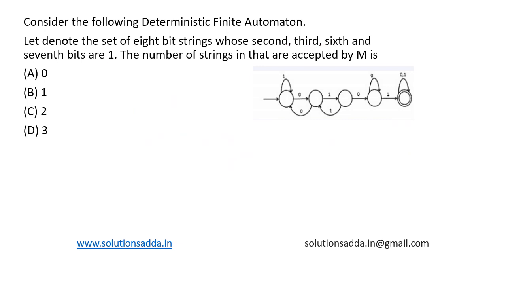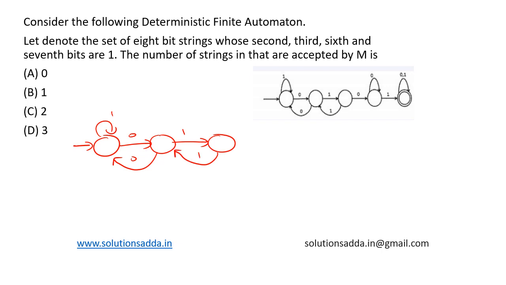Now let's see case number 2. Let's draw the automata once again. We have 1, then we have 0, then next state, then we have 0, 1, 1, 0. This is also 0, 1, 0, 1.